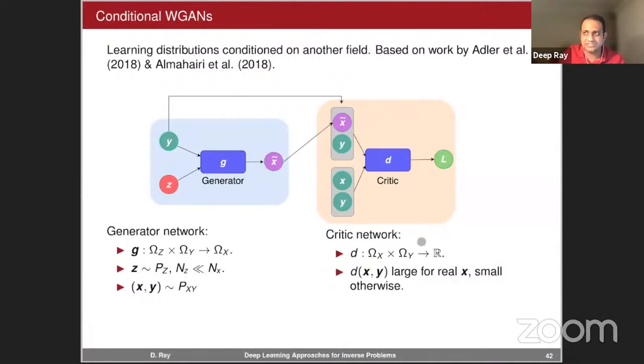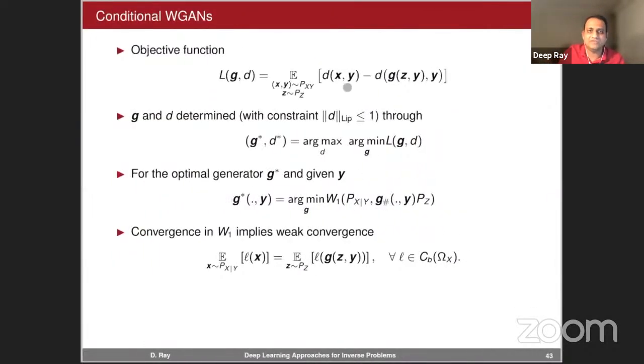In this case, you can construct a similar loss function using the Wasserstein distance, which will look like this, where the expectation is taken over joint samples XY from PXY, and Z sampled over your latent space. Again, the critic would try to maximize this and the generator would try to minimize this. You would solve this min-max problem under the constraint that D is 1-Lipschitz. What you can show is that for the optimal generator G star, for a given Y, G star will be minimizing the Wasserstein distance between the conditional X given Y and the push forward of PZ by the generator for that fixed Y. So for a fixed Y, the optimal generator will be minimizing the Wasserstein-1 distance between the target conditional that you want and the push forward for a fixed Y.